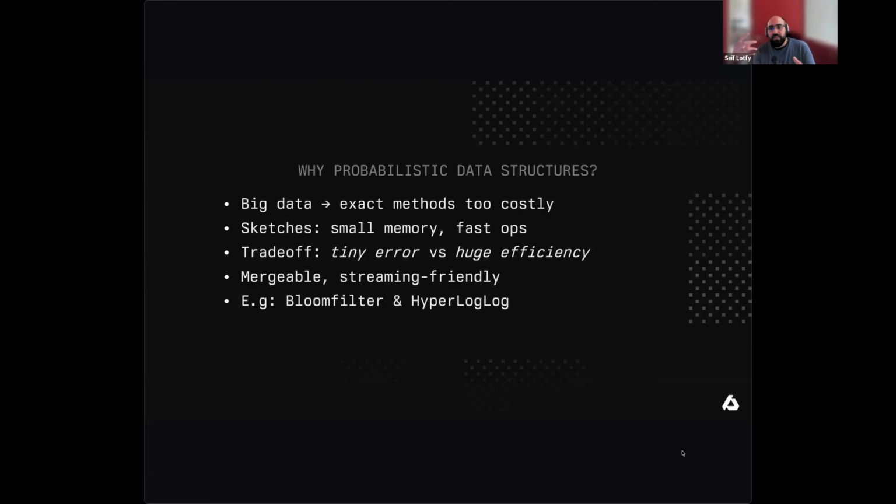The good thing about these sketches, these data structures, is that they can be done for online replication and offline replication, and they're very stream friendly. They're perfect for distributed systems, which makes these data structures a natural tool for AI, where throughput matters more than absolute exactness.